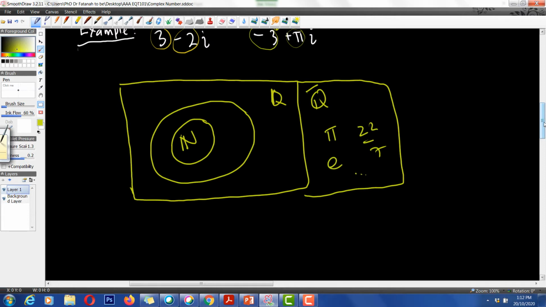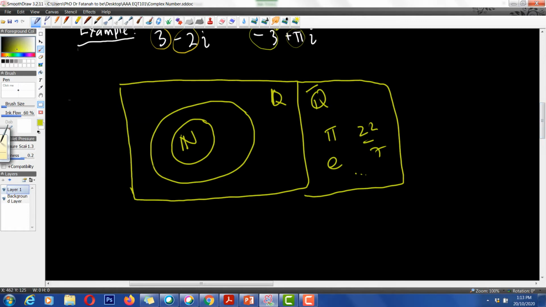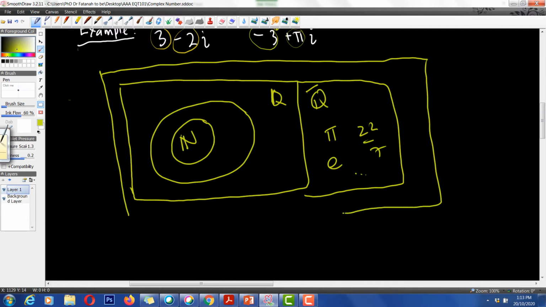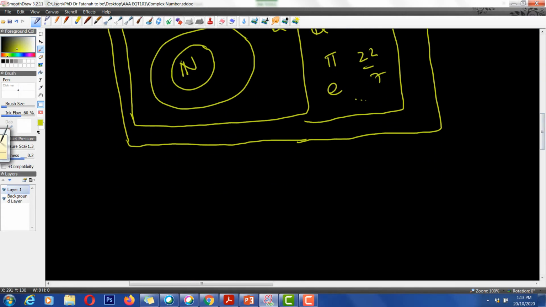So what is a complex number? A complex number includes all of these numbers. Everything here is a complex number in the form of a plus bi. For all these numbers, we have the operations: addition, subtraction, multiplication, and division. So how do we add two complex numbers? Okay, operations.